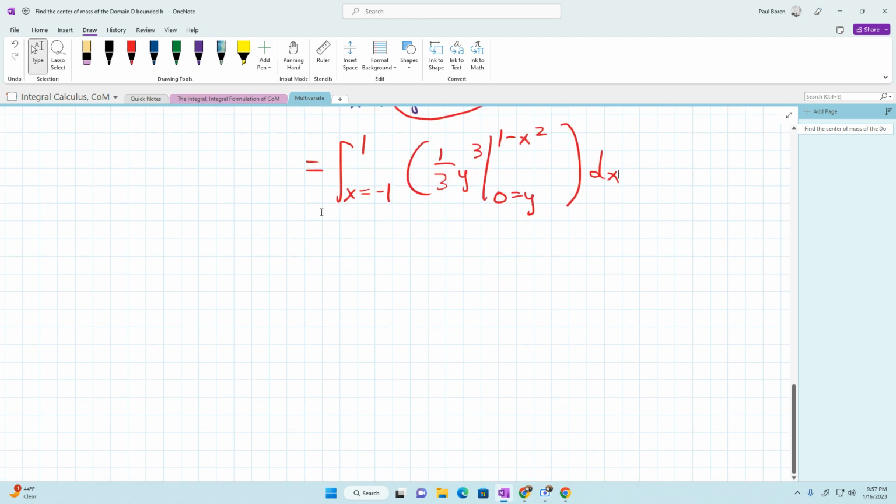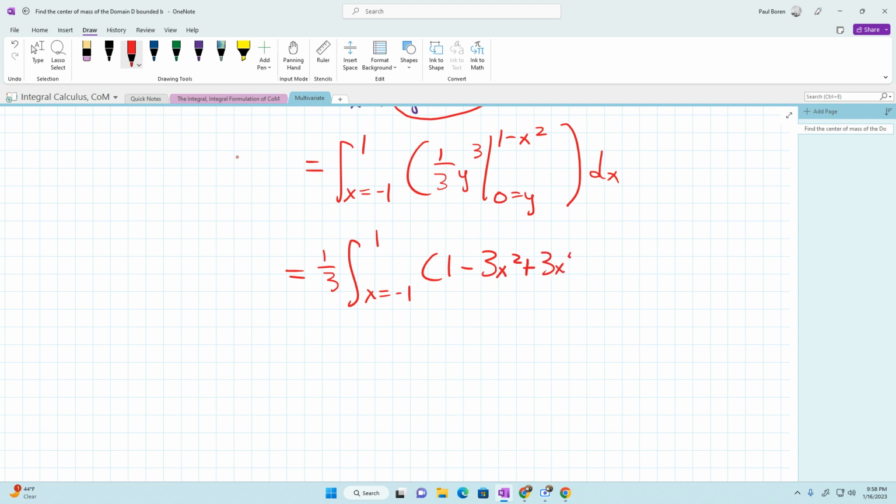Now if we were to go through and plug all this stuff in, I'm going to leave this to you to go through in the painful detail. I could take a 1/3 out because that's going to be a constant, and then I'd have this, still keeping these bounds on this integral. I'd have 1 minus 3x squared plus 3x to the fourth, minus x to the sixth, times dx. That's what you would get if you were to evaluate this function with these bounds.